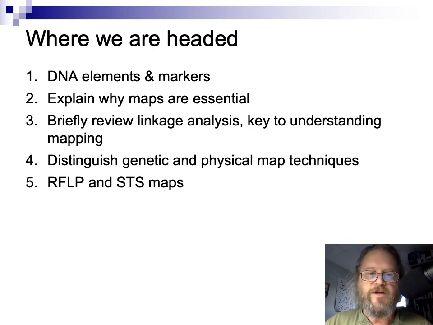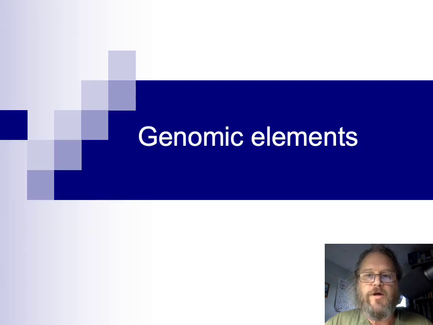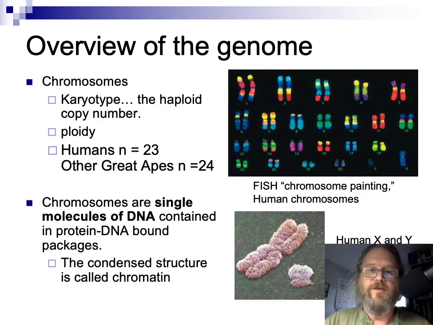Knowing that information allows you, through following recombination events, to figure out which elements are close and which elements are far. We'll talk about the different kinds of mapping techniques, and then we'll conclude with some examples of maps, like the restriction fragment length polymorphisms and the short tandem repeat maps, STS maps. First we're going to remind you about what genomic elements are, and we'll begin our mapping discussion by thinking about how to organize our idea of the genome into chromosomes.